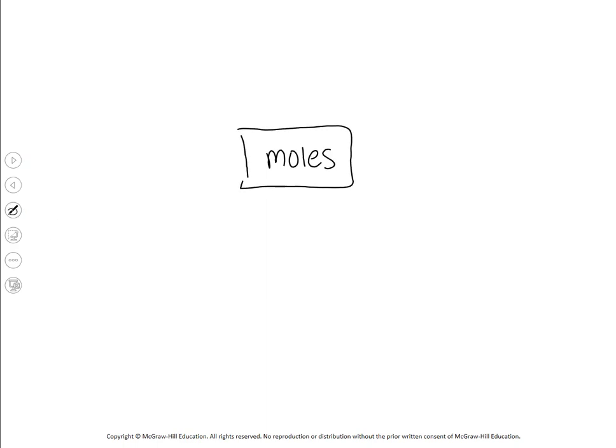Moles in the box versus number of particles. Now these particles could be atoms, they could be molecules, they could be compound units like sodium chloride. So number of particles, whether those are atoms or molecules, in our second box.